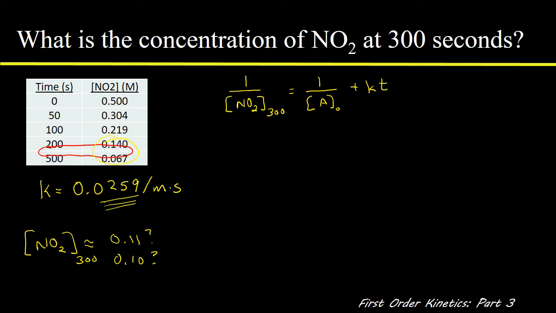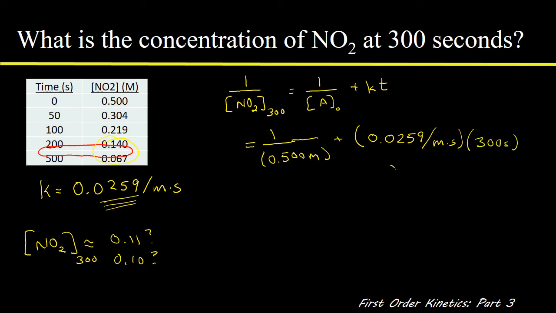Okay. And so 1 over the initial concentration is 1 over 0.500 molar plus our rate constant, 0.0259 per molarity seconds times 300 seconds.